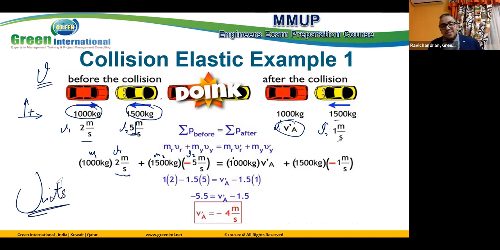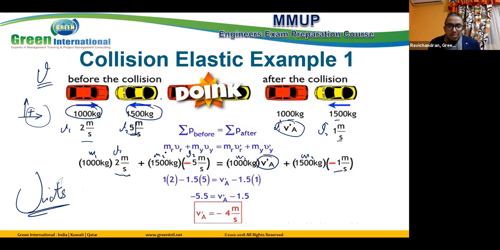On the other side, the mass is the same. Mass 1 is not changed, mass 2 is not changed, but the velocity will change. So this V1 dash stays the same, I put it the same. And the other one is 1 meter to the left. This direction is positive for me, so left is negative. So I write negative 1 meter per second.